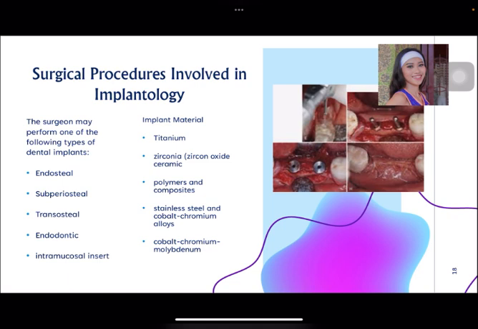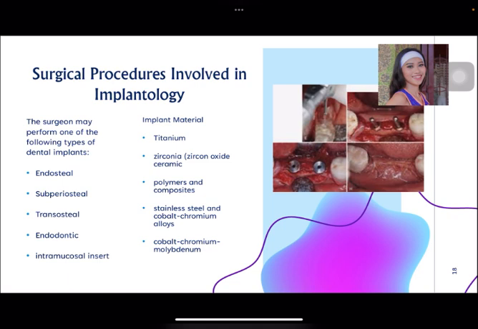And the stainless steel and cobalt chromium alloys, they are less common for permanent implants due to concern about long-term biocompatibility and the potential for corrosion. And lastly is cobalt chromium molybdenum.